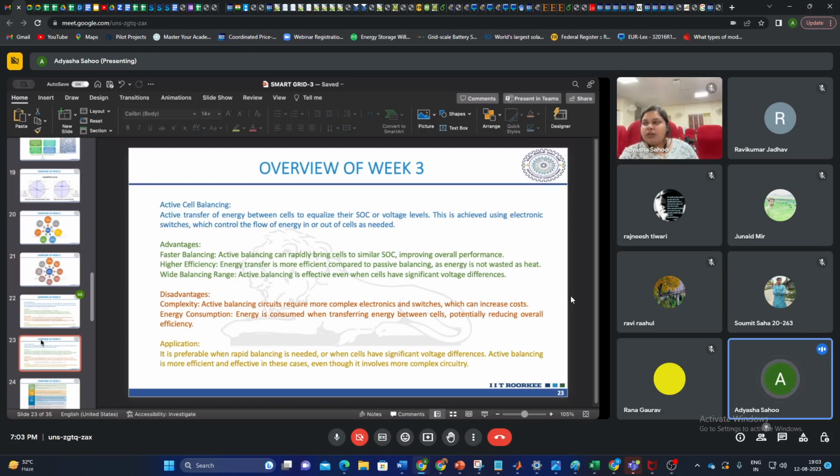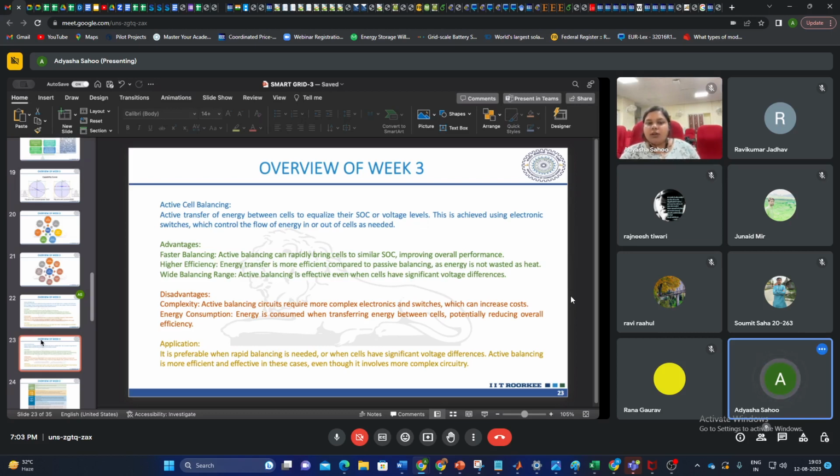So the balancing range is wide in the case of active balancing. The disadvantage is that these are complex electronic circuits and these are obviously costlier. Then some energy will always be consumed when we are transferring the energy between the cells, so it can lead to lower efficiency.